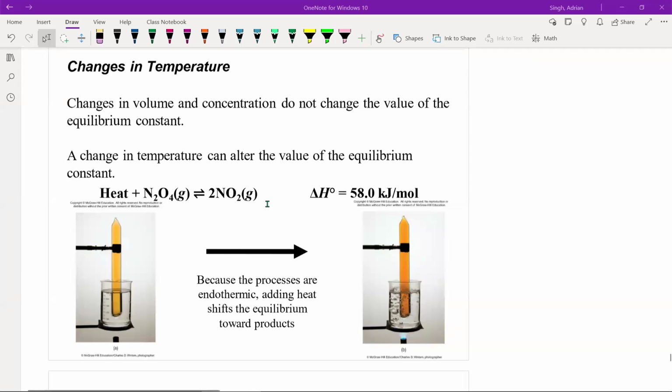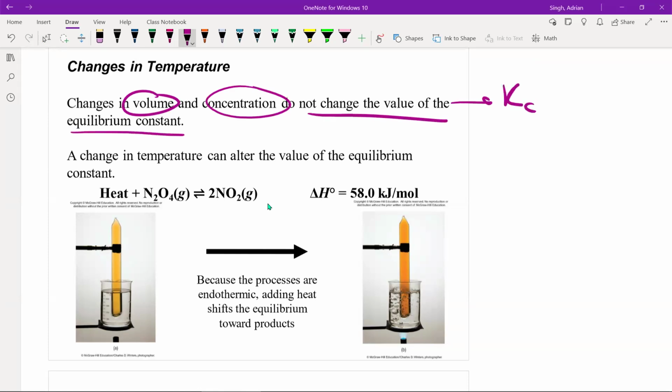So we've seen so far changes in concentrations of reactants and products and how they can lead to a shift in equilibrium. We've seen changes in the volume and how that influences the shift in equilibrium as well. Now we're going to take a look at changes in temperature. One thing to keep in mind is that when we change the volume and the concentration, they don't change the value of the equilibrium constant, so Kc is the same in the previous examples.